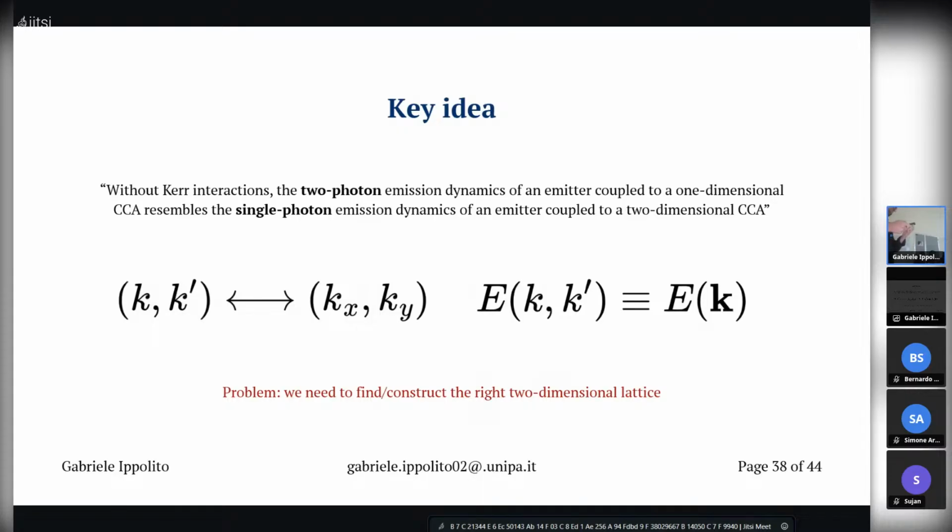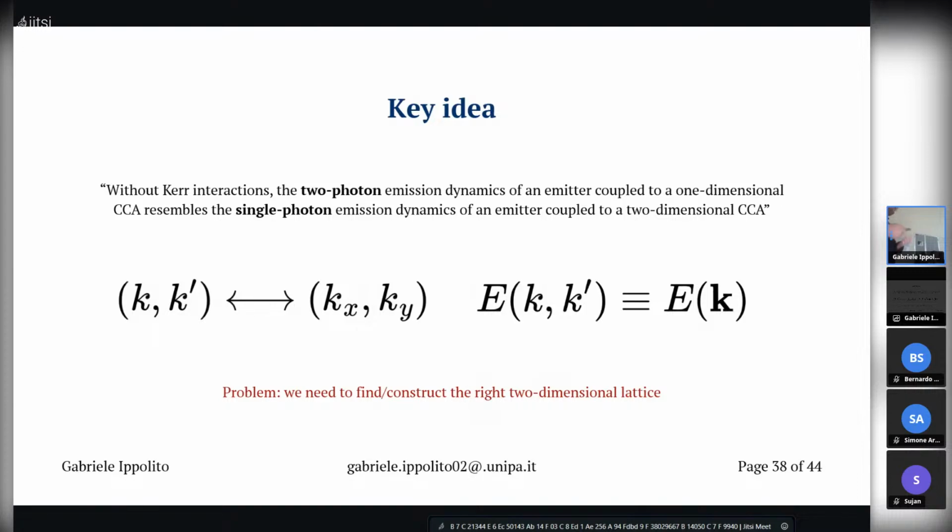First things first, the key idea is that the mapping of the dynamics is done by considering conceptually the two photon momenta, k and k prime, as the two components of a single photon that is emitted in a two-dimensional system. So k becomes kx and k prime becomes the component of the momentum along the y direction. And the other thing that is important is that the single photon dispersion relation of the two-dimensional system must be equal to the two-photon band observed in the one-dimensional one.